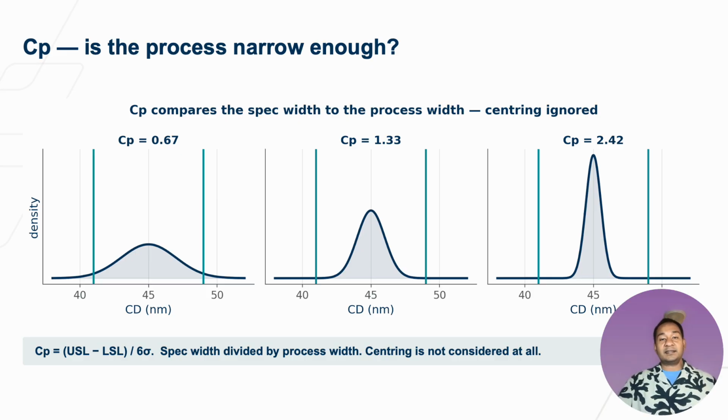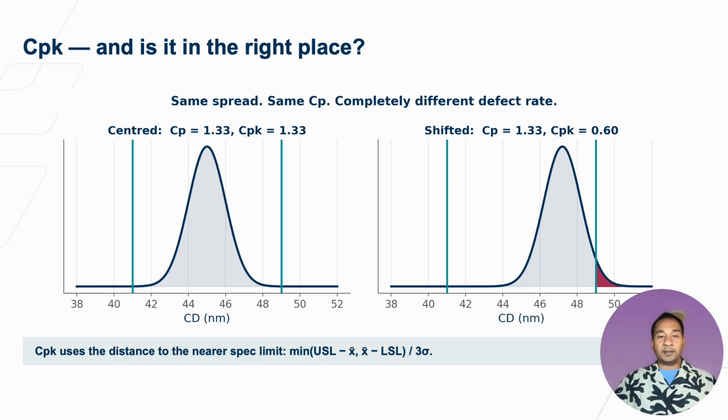And that is a serious omission, and it is what Cpk fixes. Cpk, the same idea, but measured to the nearer specification limit. Take the distance from the process mean to whichever spec limit is closer, divide by 3 sigma rather than 6 because you are only measuring one side.